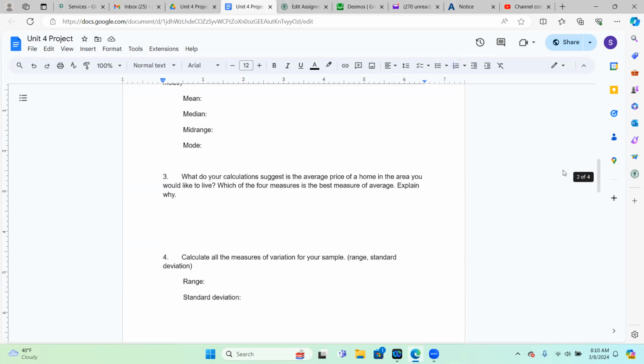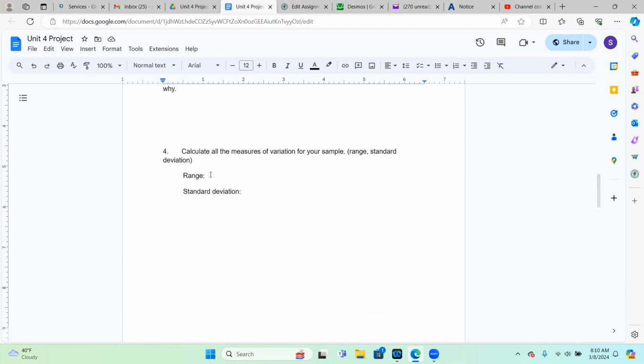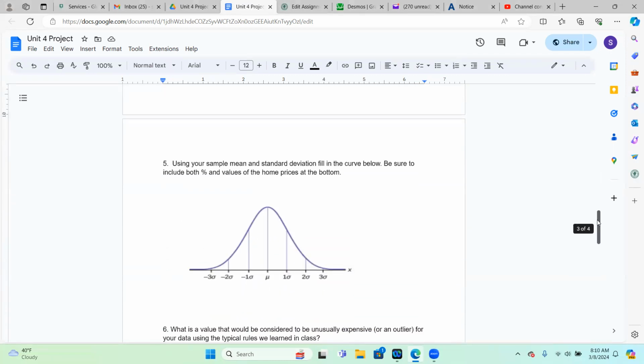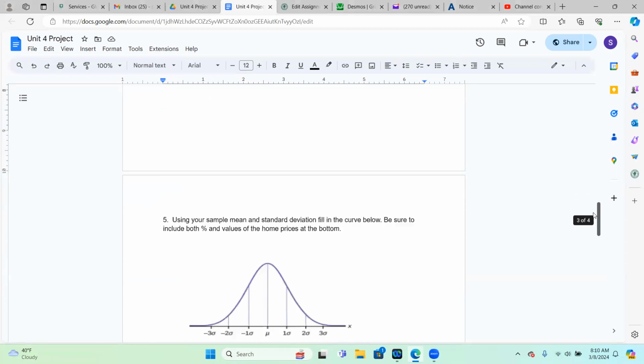Then in number 3, it says, what do your calculations suggest is the average price of a home in the area? So we talked about the 4 measures of average, but we also talked about how to choose the one that best describes your data. I would like you to do that. Then in number 4, you're going to calculate the range and the standard deviation of your data in Desmos. Make sure you're saving your Desmos work, because you'll need to upload that along with your Google Doc.